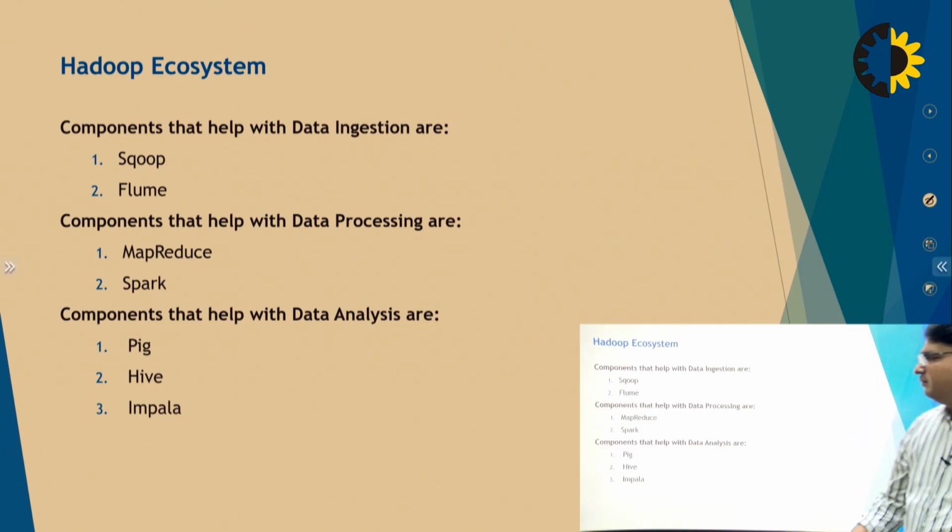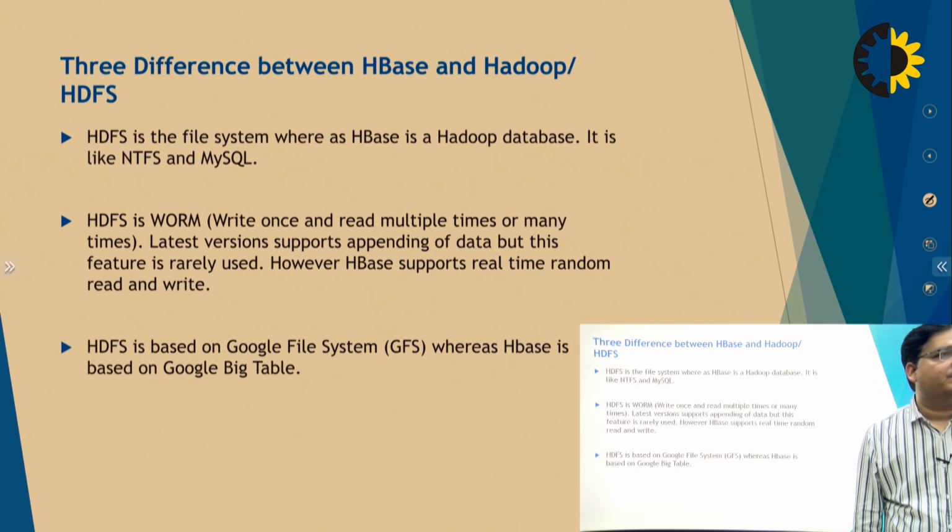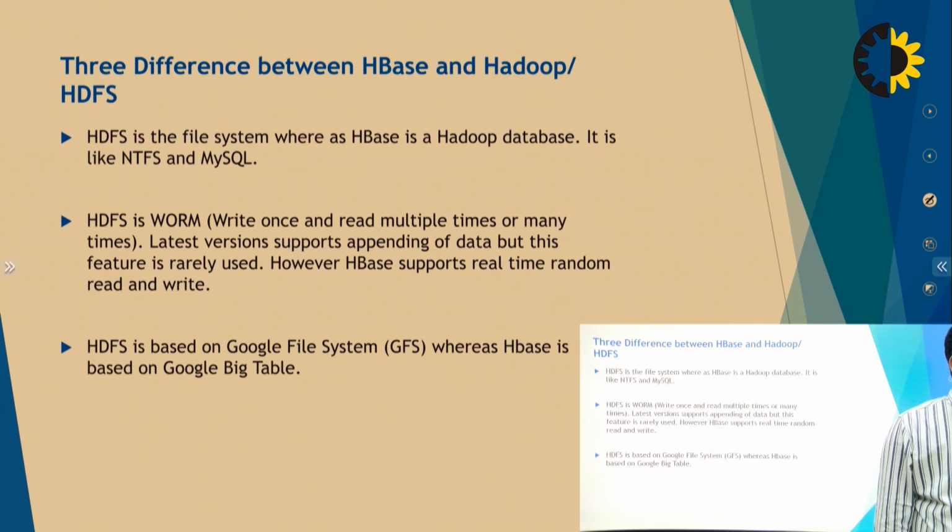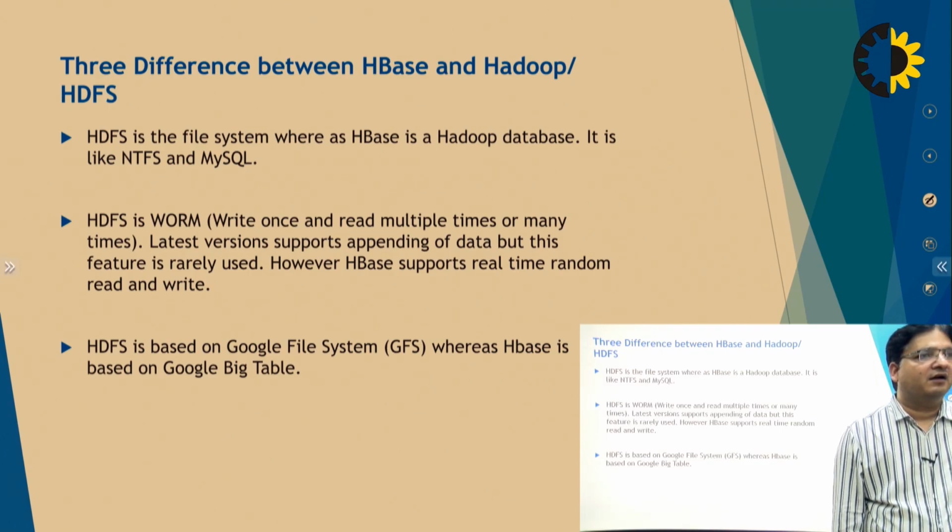So these are the various components that I have just discussed. For data ingestion, we have already discussed Sqoop and Flume, and for data processing there are MapReduce and Spark, and Tez can also be used, and for data analysis we can use Pig, Hive and Impala. Impala is for Hive. Now the differences between HBase and HDFS: HDFS is the file system, whereas HBase is the Hadoop database. It is like NTFS and MySQL.